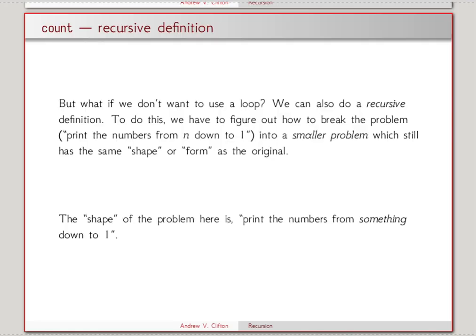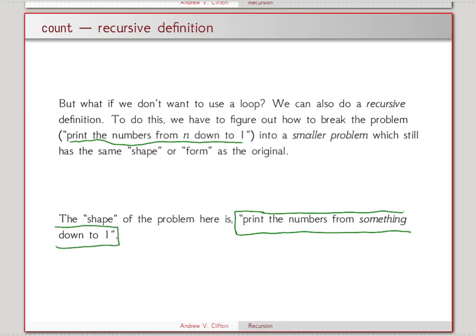But let's say we don't want to use a loop. The other alternative is we could do a recursive definition. To do that, we have to figure out how to break the problem that we're trying to solve. The problem we're trying to solve is printing the numbers from n down to 1. We want to break that down into a smaller problem, but we want it to still have the same shape or form as the original problem. So this is the shape of the problem: print the numbers from some starting point down to 1.